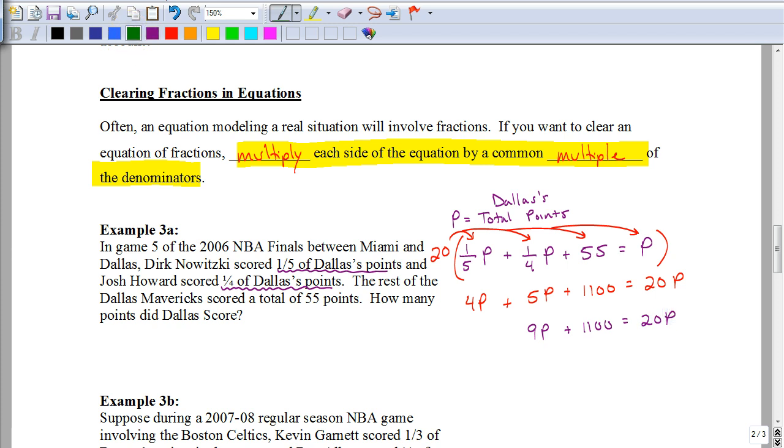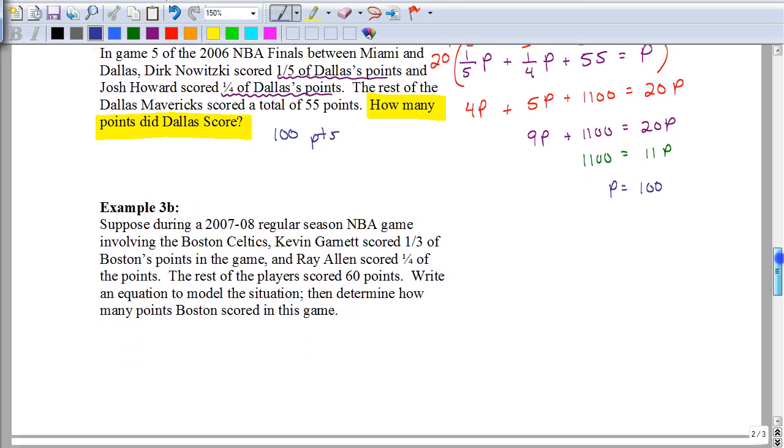Subtract 9P from both sides. When I do that, that would give me 11P on the right. Divide both sides by 11 to get the P by itself. So that gives me P equals 100. Now I want to make sure that I'm answering the question. So let's look back. It says, how many points did Dallas score? Sure enough, they scored 100 points. Okay, why don't you guys take a minute and do this next one, and then we'll check your work.